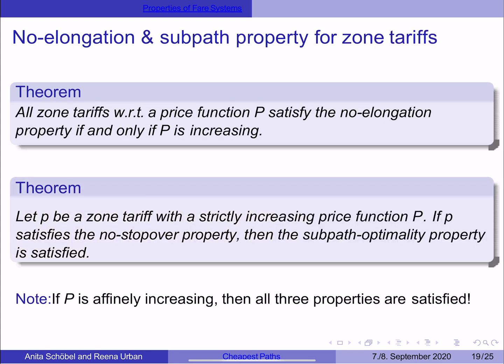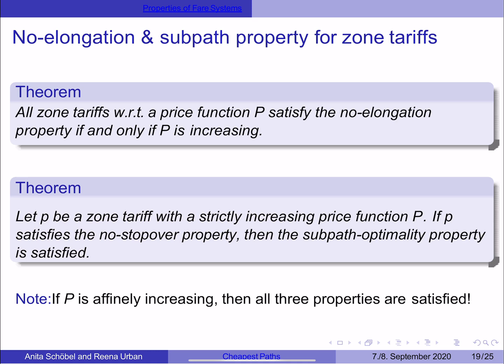Also, the no-elongation property holds if and only if the price list is increasing. That can be shown rather easily. And if you look at the subpath optimality property, then a zone tariff with a strictly increasing price function which satisfies the no-stopover property also satisfies the subpath optimality property.